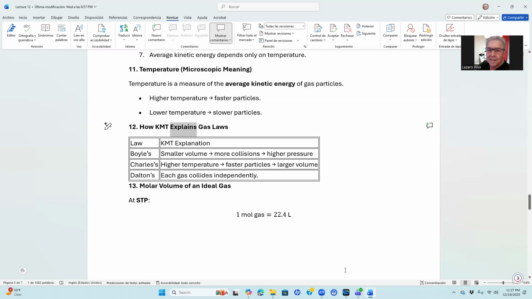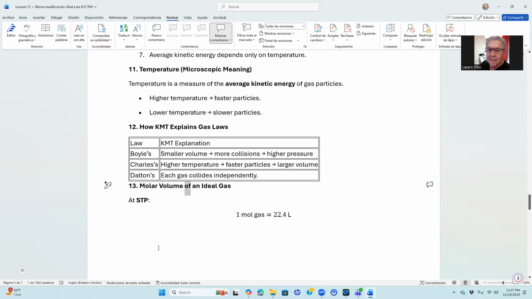12. How KMT explains gas laws. Law, KMT explanation. Boyle's: smaller volume, more collisions, higher pressure. Charles's: higher temperature, faster particles, larger volume. Dalton's: each gas collides independently.